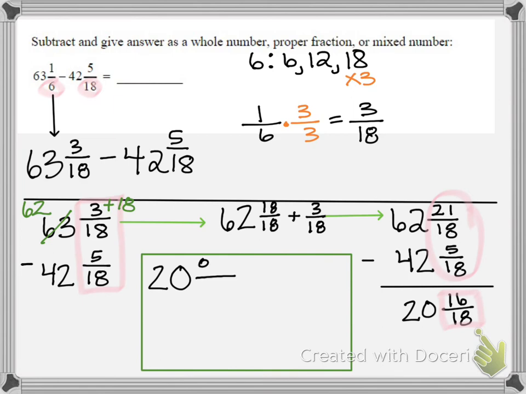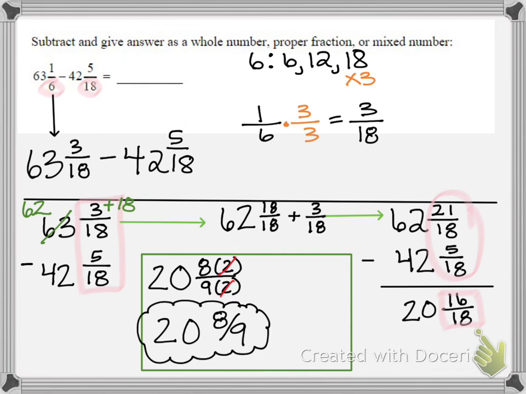Well, 16 is 8 times 2, and 18 is 9 times 2. So I can simplify by dividing out the common factor of 2. So my final answer is 20 and 8/9. And that was done using the technique called borrowing or regrouping, either technique that you want to use, or either name is fine to call that technique.